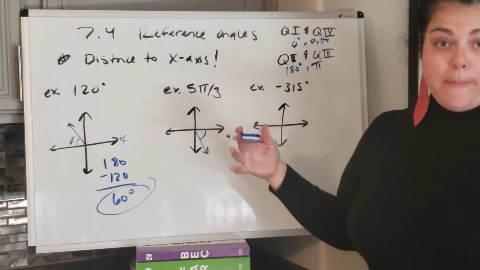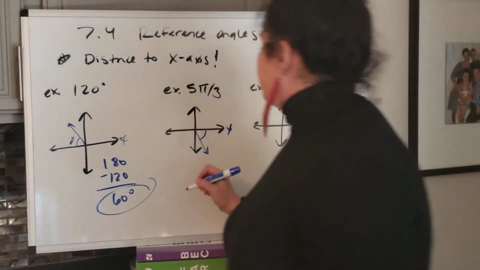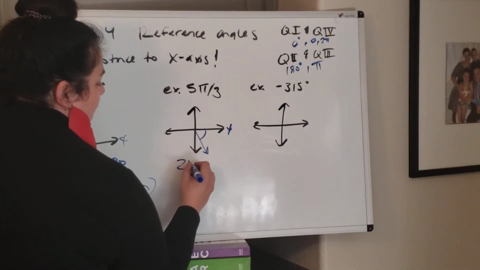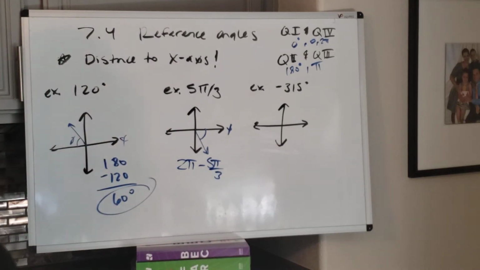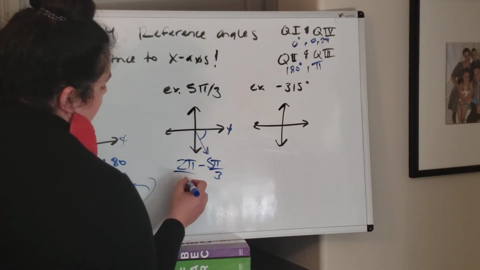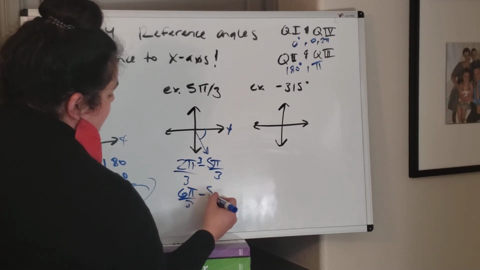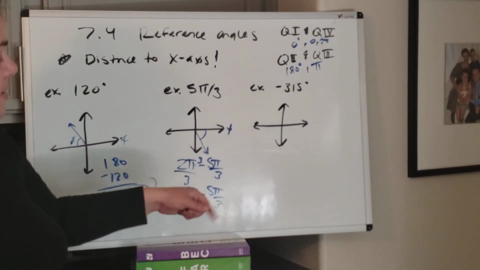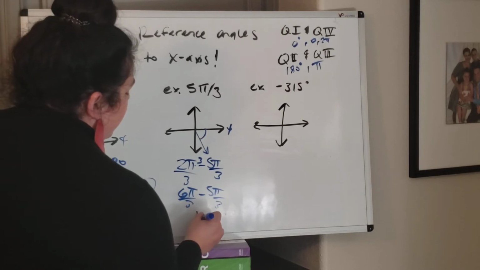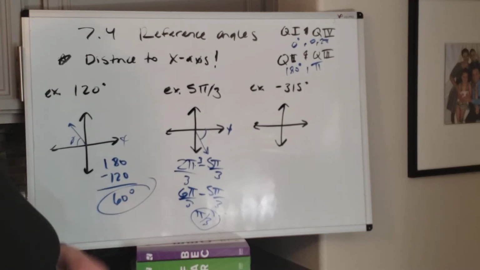So I'm going to find my bigger one, which is 2 pi, because I'm finding my distance from my x-axis, and I'm going to subtract, so 2 pi minus 5 pi over 3. Remember guys, when we're adding and subtracting fractions, it's very important that your denominator is the same. So this right here is going to be over 3. We need to multiply by 3 here. So I have 6 pi over 3 minus 5 pi over 3. From here, I'm just subtracting the numerators. So 6 pi minus 5 pi is 1 pi, so pi over 3. My reference angle right here would be pi over 3.